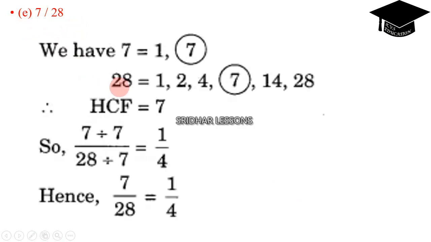Problem number E, 7 by 28. The factors for 7 are 1 and 7 only. And the factors for 28 are 1, 2, 4, 7, 14, 28. Therefore, the HCF is 7, which is a common factor for 7 as well as 28. So we can divide 7 by 7, 28 divided by 7 is equal to 1 by 4. Hence, 7 by 28 is equal to 1 by 4. This is the simplest form.